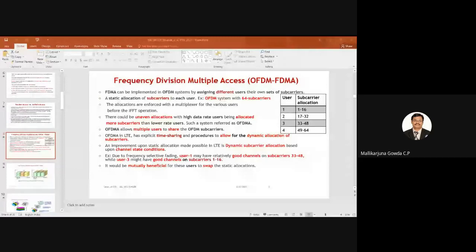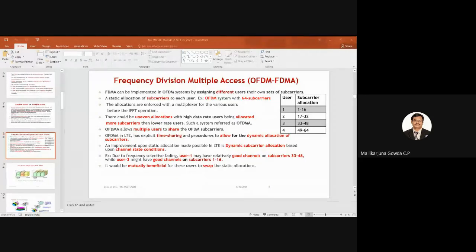To understand this, I have considered an OFDM system with 64 subcarriers. Okay, 64 subcarriers are there, and these 64 subcarriers are allocated to different users. Let me consider that there are 4 users: user 1, user 2, user 3, and user 4. I am just assuming 4 users are there. User 1 will be allocated subcarriers 1 to 16, and user 2 subcarriers 17 to 32, meaning each user will be using 16 subcarriers.